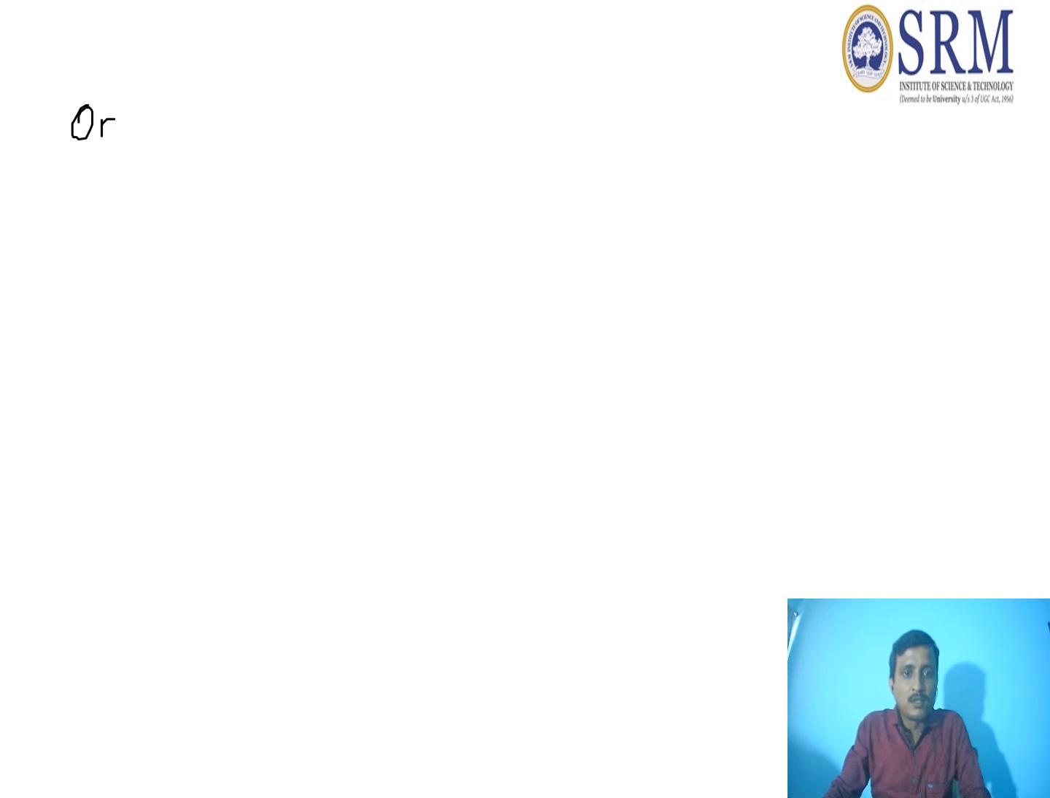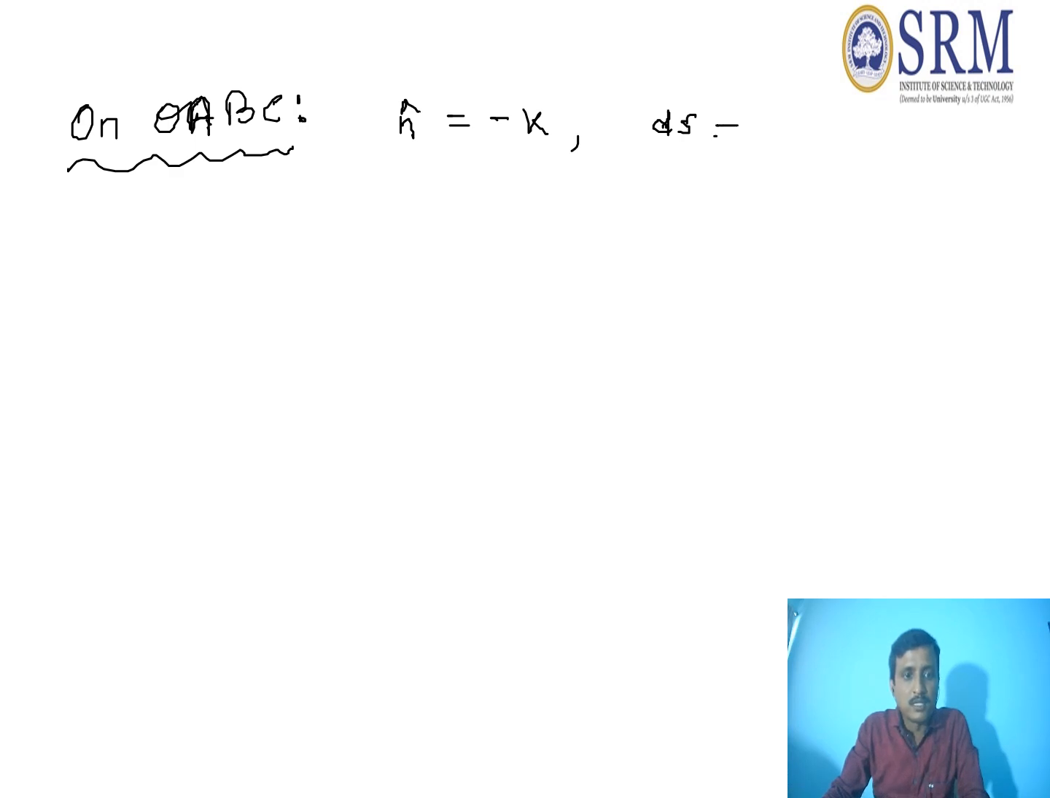On OABC, we will see what that surface integration value is. So on OABC, what are we getting, we have to note it down. What is n? Just now I told you n is minus k. And what is dS? dS you will get as dx dy. Fine. So what about z? z is equal to 0. As z is equal to 0, dz automatically will be equal to 0.